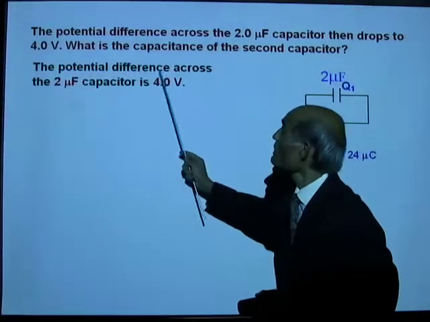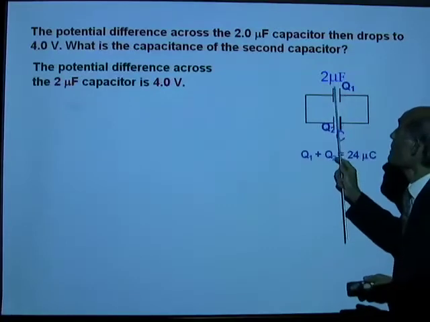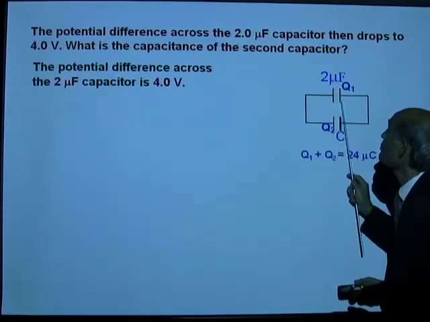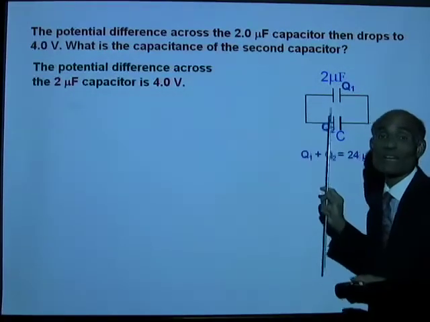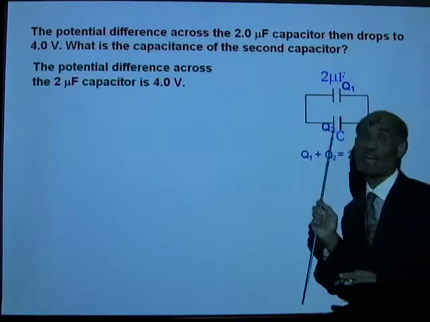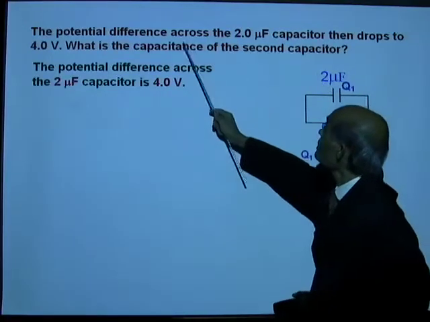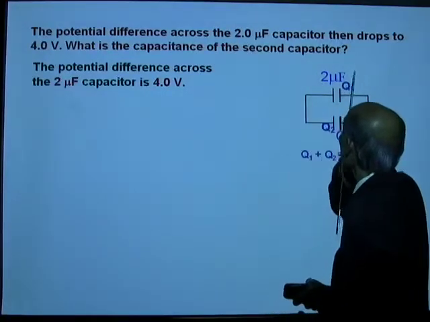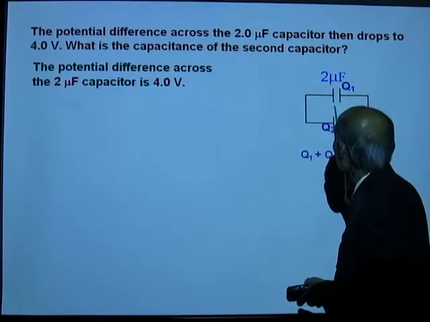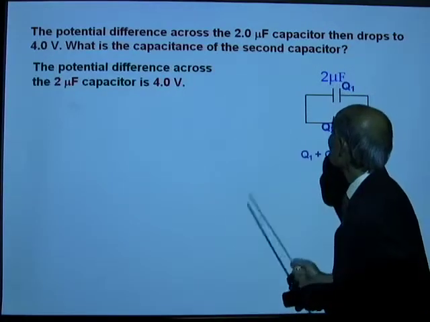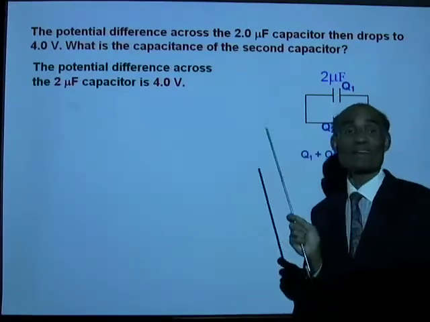Now, the potential difference across the 2 microfarad is 4 volt, and its capacitance is 2 microfarad. Can you calculate the amount of charge on it now? When you connect them like this, we are told that the potential difference across the 2 microfarad capacitor drops to 4 volt. So the potential drop across this is 4 volt. Its capacitance is 2 microfarad. Can you calculate the amount of charge Q1 on that?